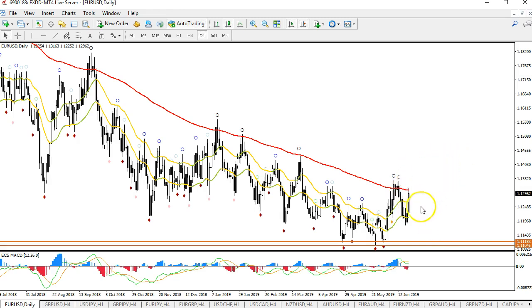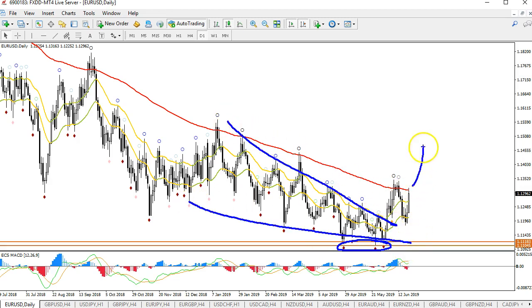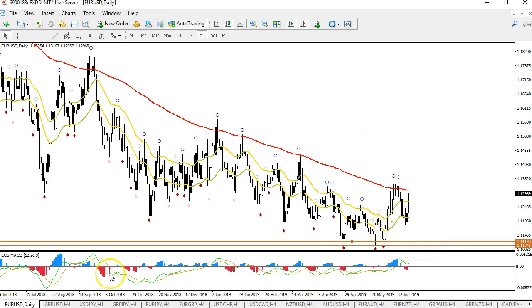EMA. If that succeeds after the double and triple bottom, depending on how you count it, and the break of the falling wedge, I do think that there's enough kind of confluence to say that a bigger bullish correction is becoming slowly but surely more likely. All right, that's the euro dollar.